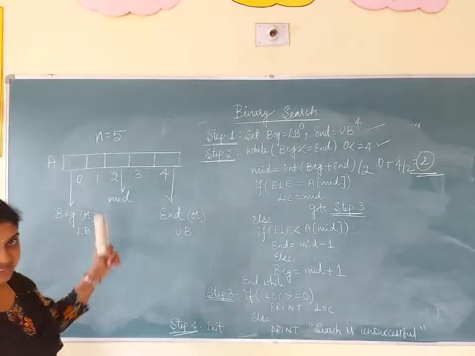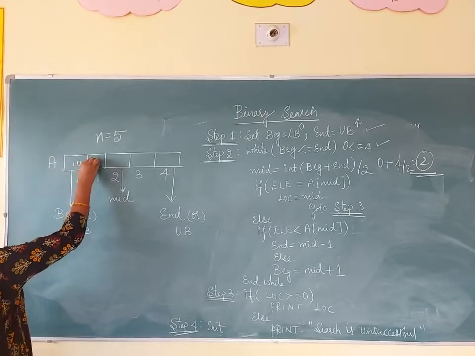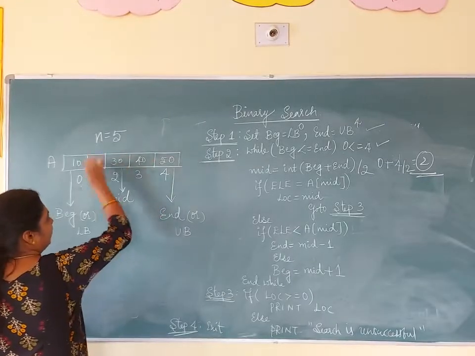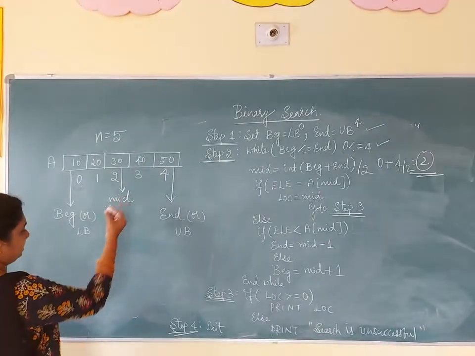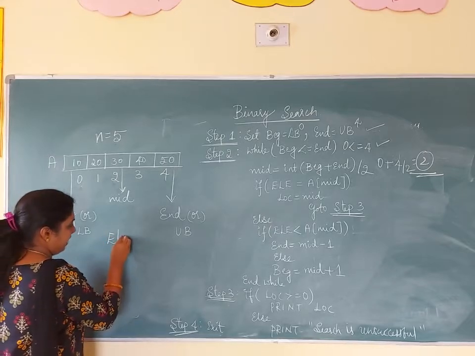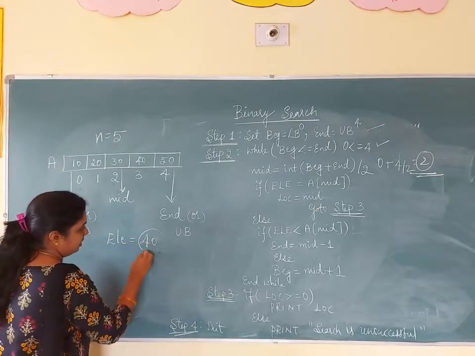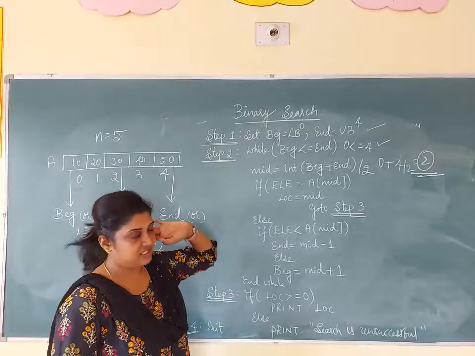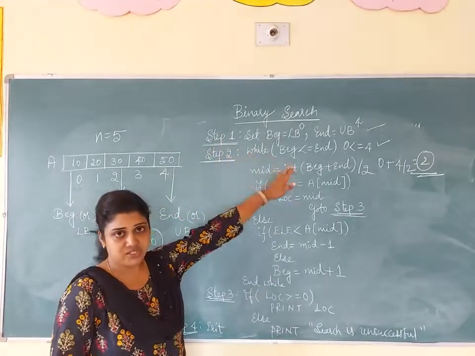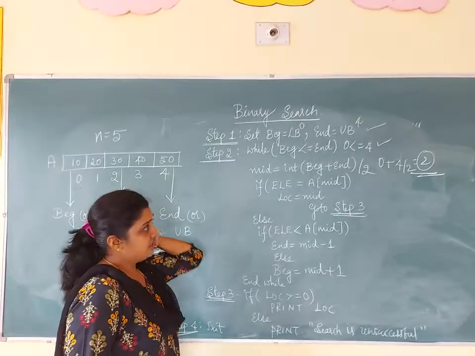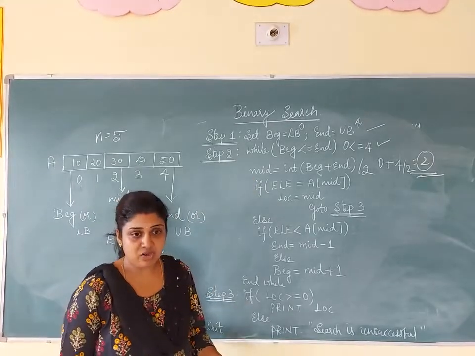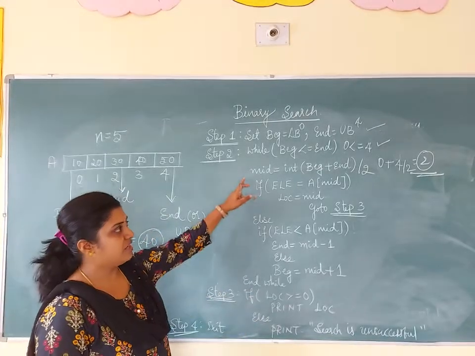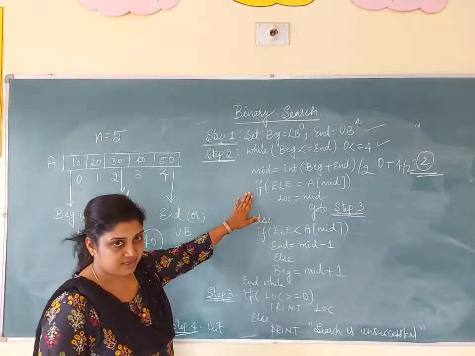Now I have inserted elements, consider 10, 20, 30, 40 and 50. Okay, I have inserted the data elements. So now I want to search for the element 40. Up to here you are clear. Beginning we have calculated, end we have calculated. We compare whether beginning is less than or equal to end. If it is true, we find the mid value: beginning plus end divided by 2, that is 0 plus 4 divided by 2. How much will you get? 2. Now the mid value is 2.